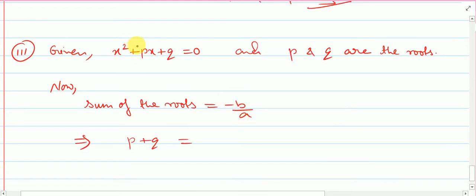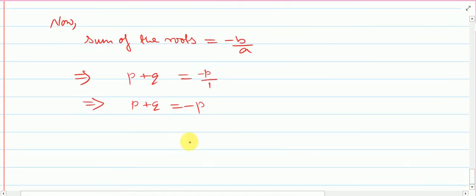So here b, if you see, your b is plus p, okay, and your a is 1. So put the values, so you get minus p upon 1. So you are getting how much? P plus Q is equal to minus p. So this implies that 2p plus Q is equal to 0, okay. Leave this as equation 1.